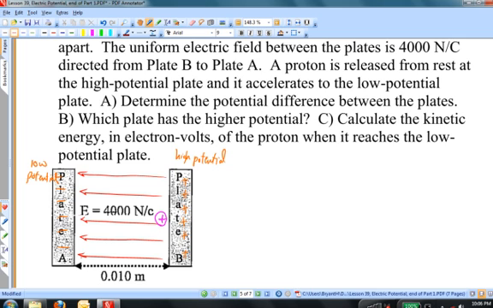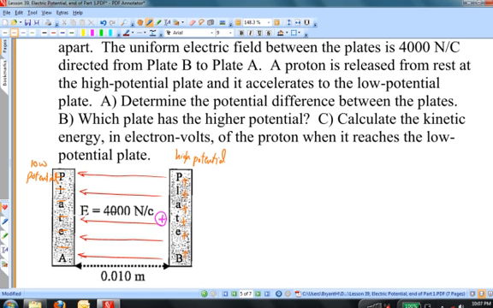4,000 newtons per coulomb. Now, I think your authors are a little bit sneaky here, because the electric field could also be expressed in terms of volts per meter. If you don't believe me, you can work those units out. Newtons per coulomb is equal to volts per meter.